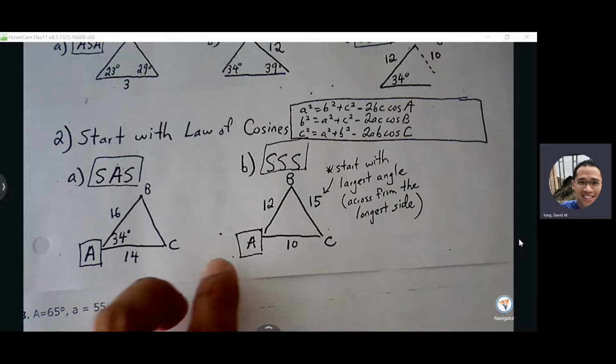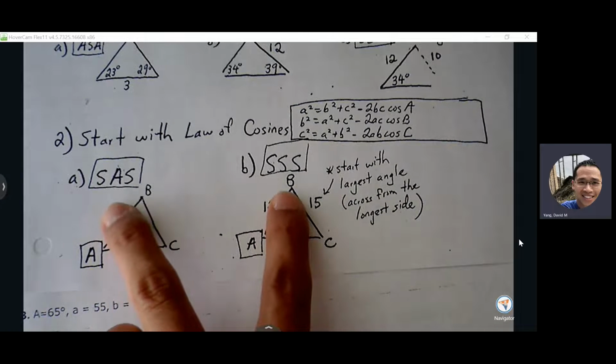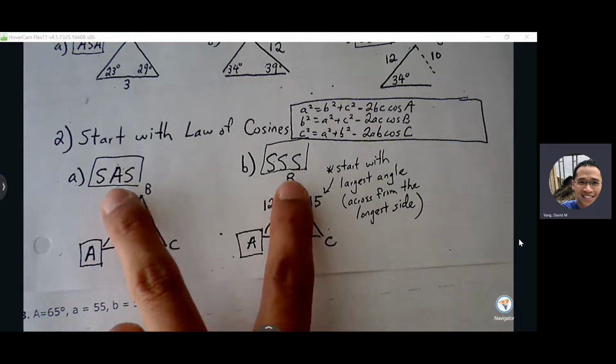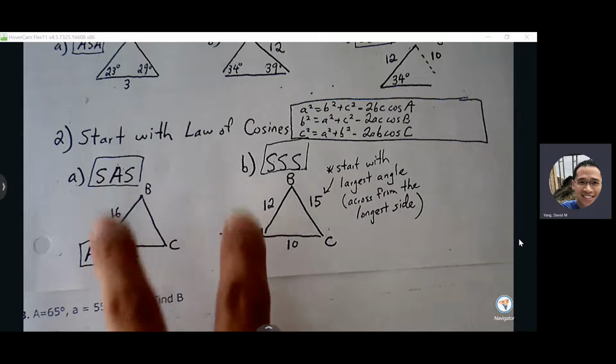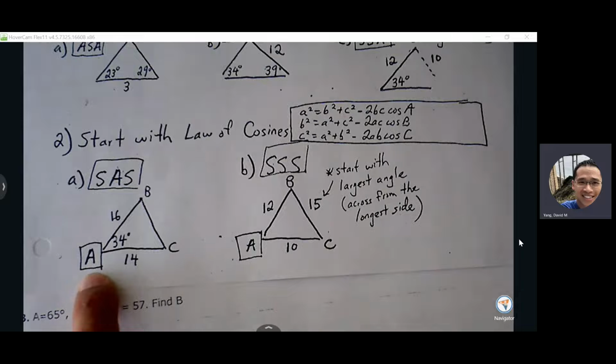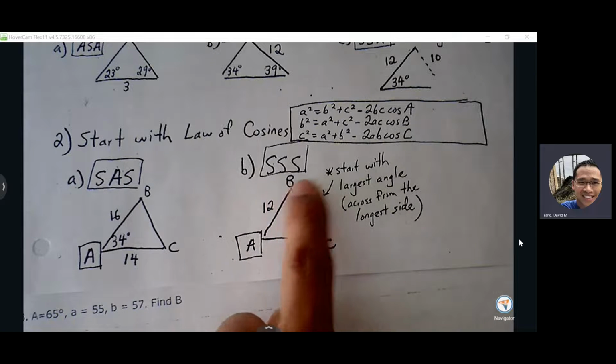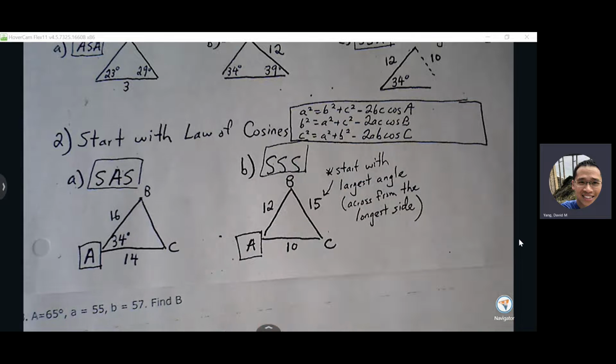Law of cosines would be if it's side angle side or side side side. With side angle side, you just start with whatever angle they give you. But with side side side, you want to start with the largest angle. So whatever has the longest side, look across from it. That's going to be your largest angle, and you're going to pick the formula for it.